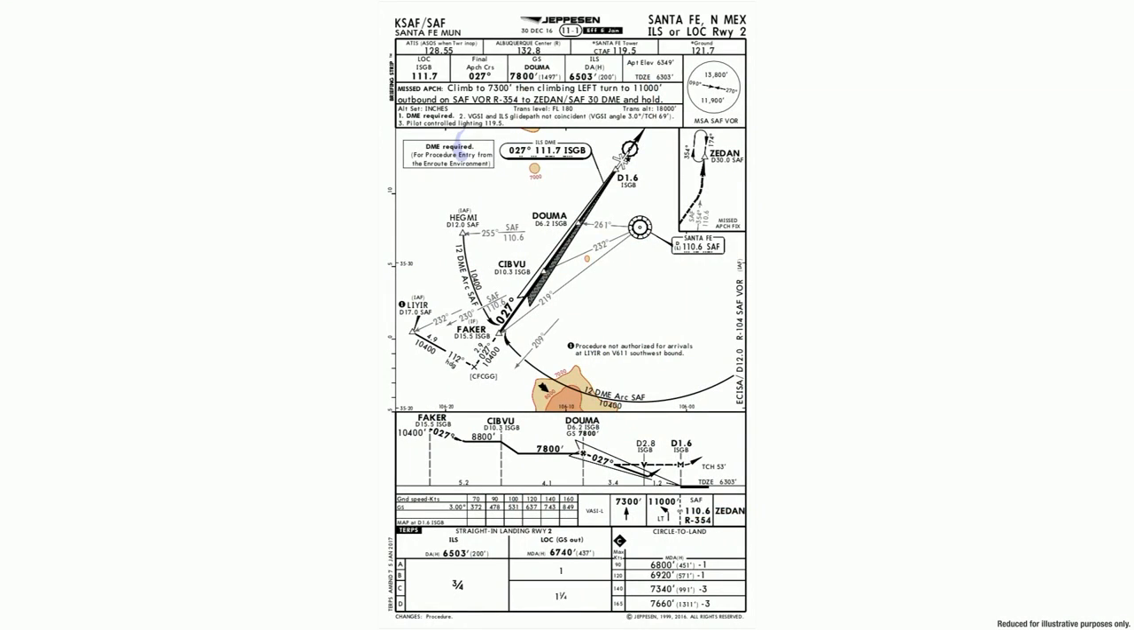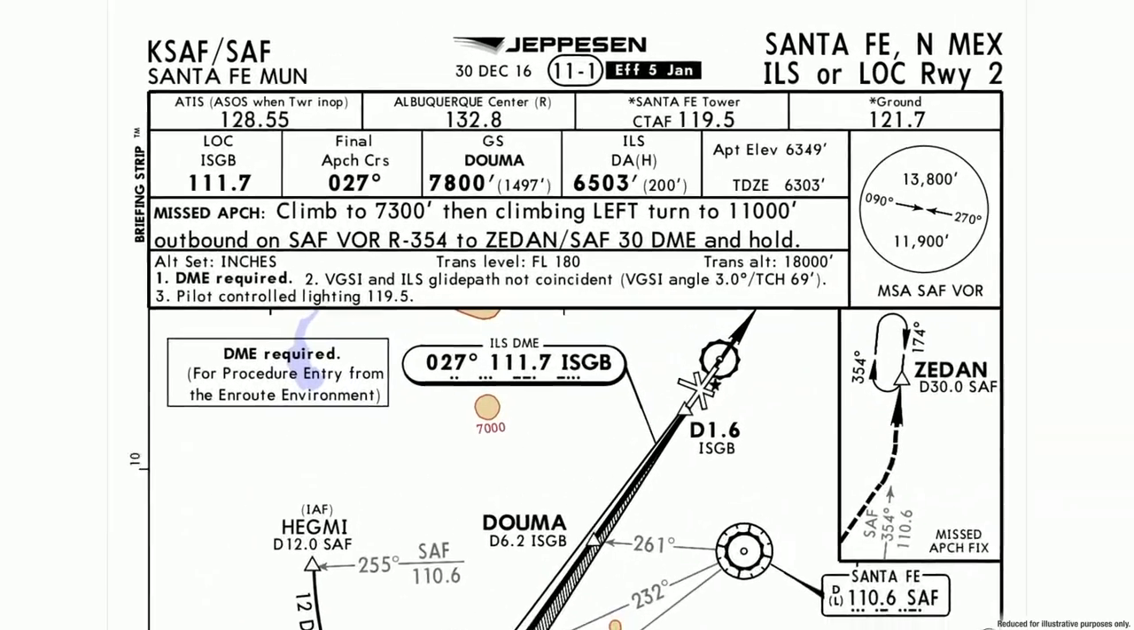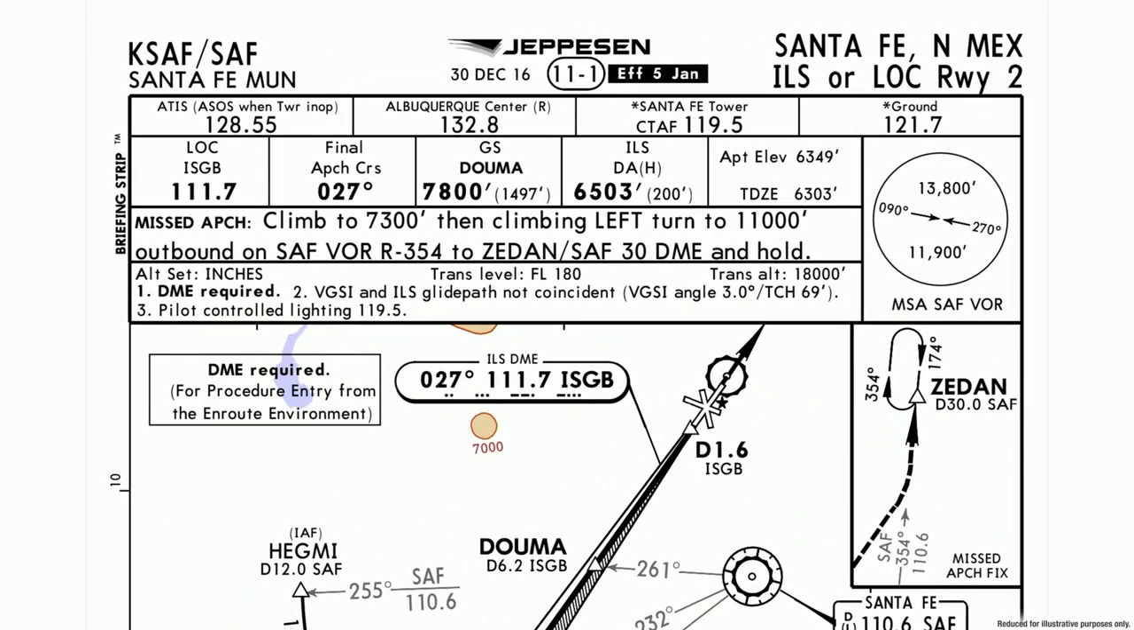Okay, so to get into that, the example that I've got here, we're going to start with is the ILS or localizer to runway 2 in Santa Fe, New Mexico. And again, you could look at this procedure and say, it doesn't say anything about DME up here. It just says ILS or localizer. So if I've got an ILS or localizer receiver, I should be able to fly this.